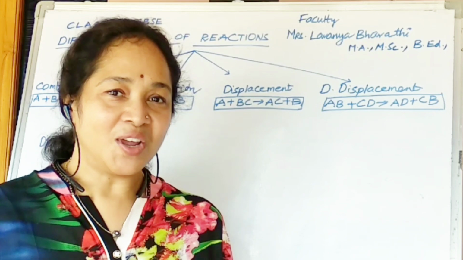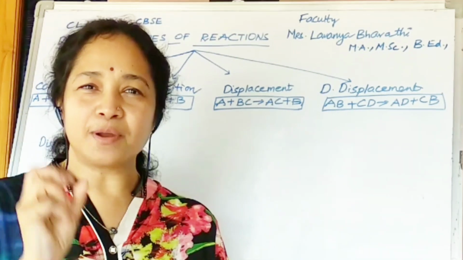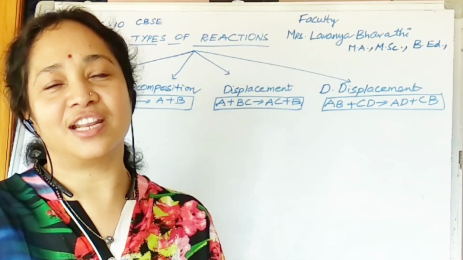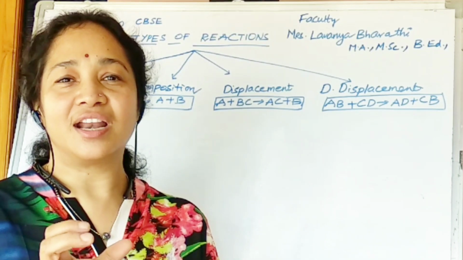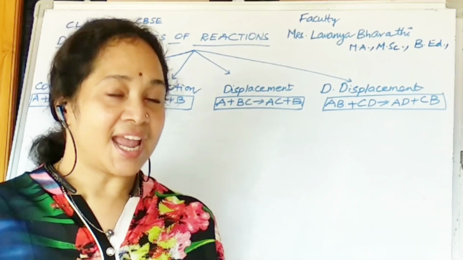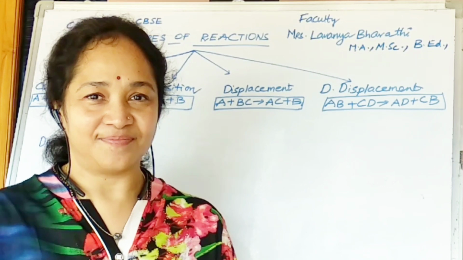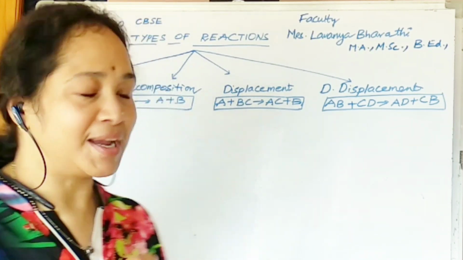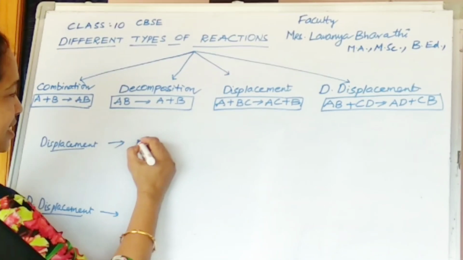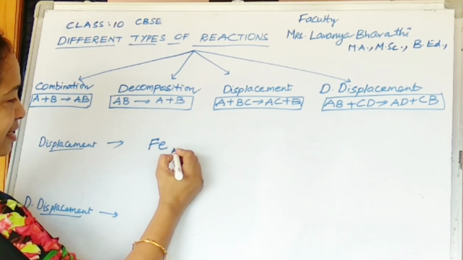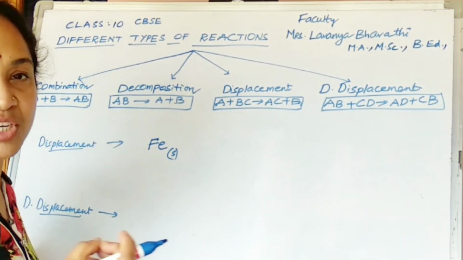After some time you can see a reddish brown deposit on the nail, and slowly the blue colored copper sulfate solution fades and turns to a pale green color. So what are all these? That can be understood in the form of a reaction. See, I am taking an iron nail. Iron nail in the sense I am taking solid.